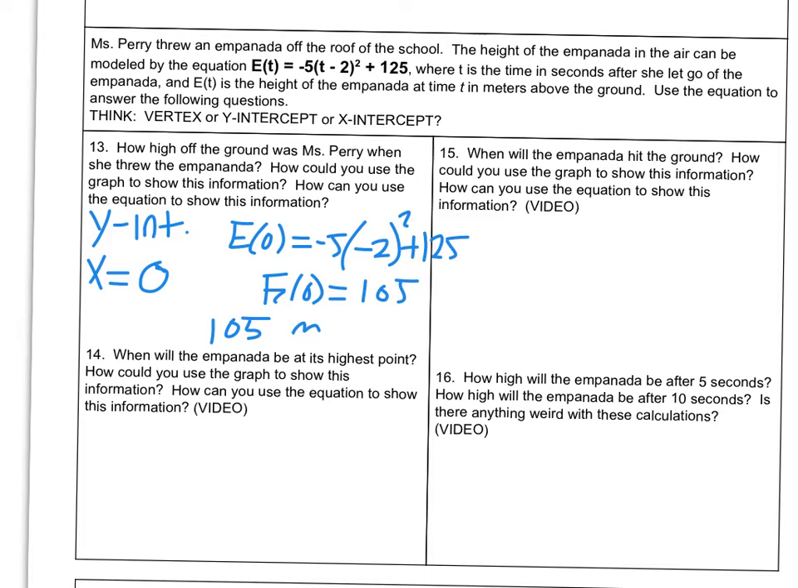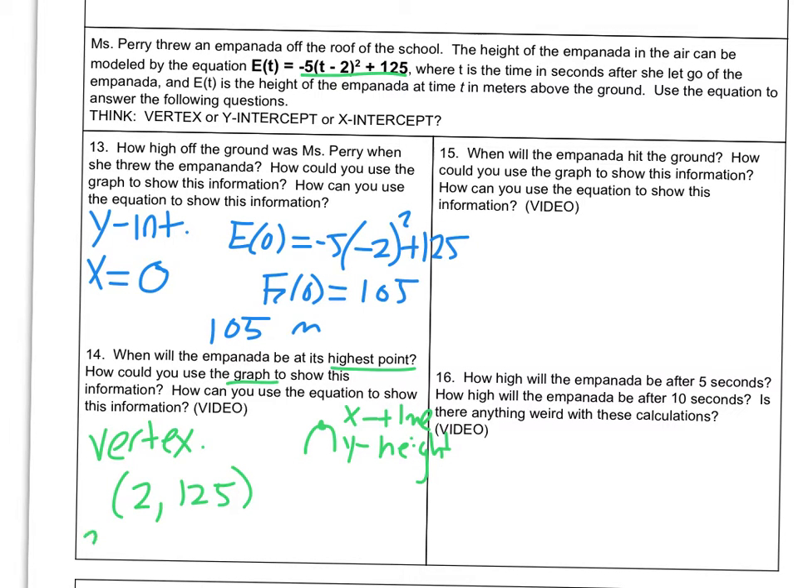But that's okay. When will the empanada be at its highest point? Highest point, I want to think vertex. On the graph, this is going to be whatever the maximum, the vertex, is. The x would be the time. The y would be height. Based on the equation, the vertex is at (2, 125). So at 2 seconds, it's at 125 meters.